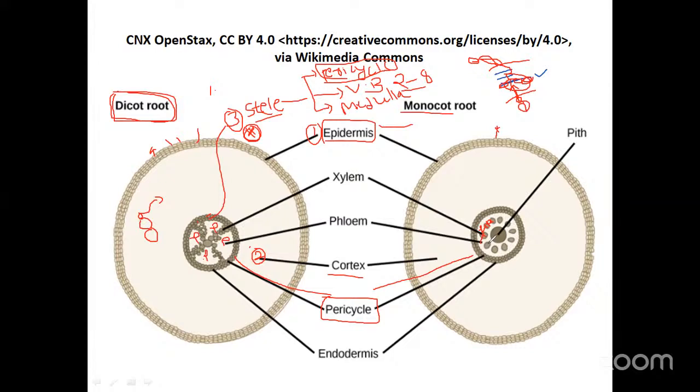And next one, dicot stem and monocot stem. Let's see the stem, dicot stem and monocot stem. Page number 47 clearly gives the diagrammatic explanation of dicot stem and monocot stem.